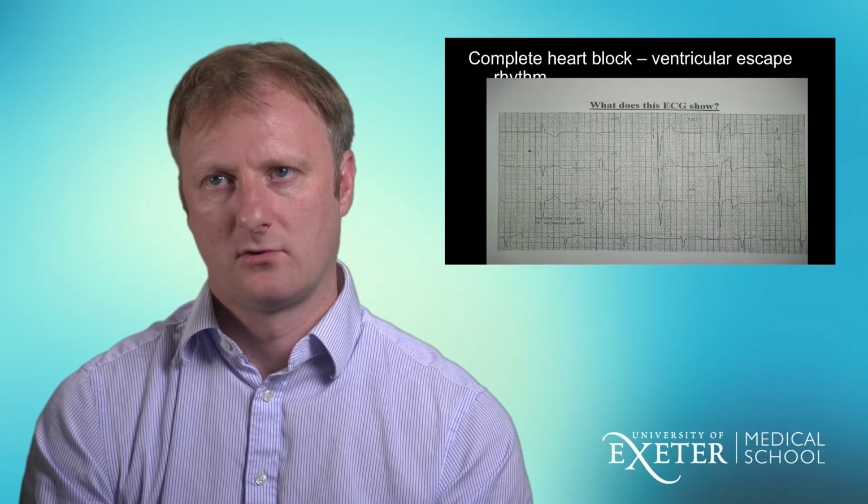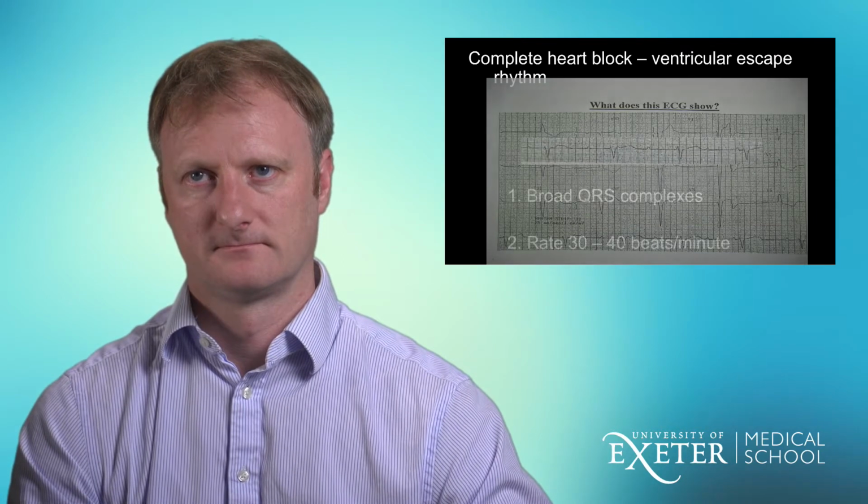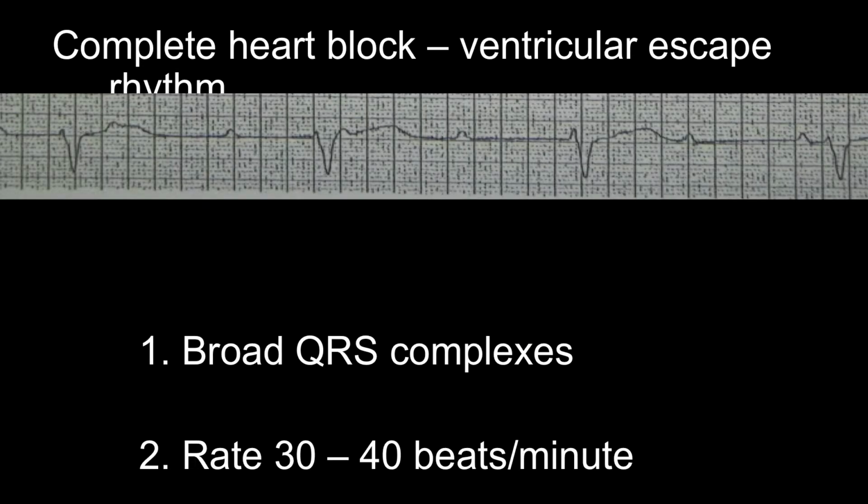In this example, if we look more closely at the rhythm strip, hopefully you can appreciate, if we bring it up close there, that the P waves are completely dissociated from the QRS, and therefore this is third degree heart block or complete heart block. But also the rate is slow, but the QRS is broad. And if we look there, the QRS is almost over 5 squares, so over 200 milliseconds. This would be a very broad QRS.